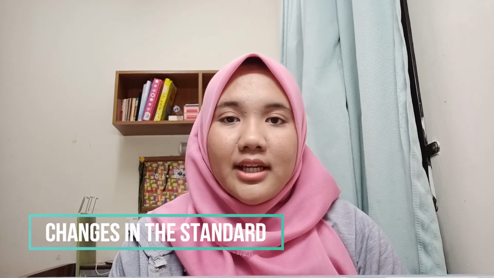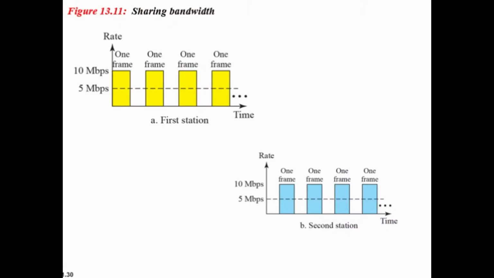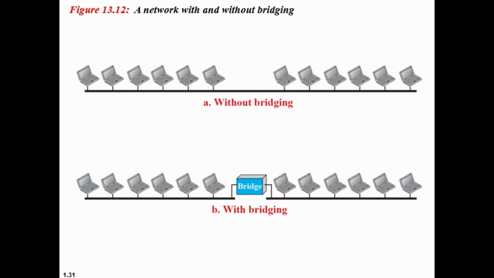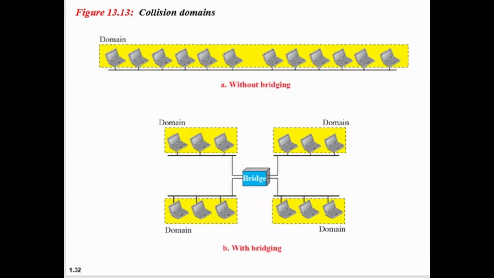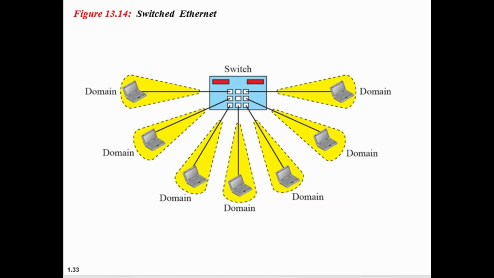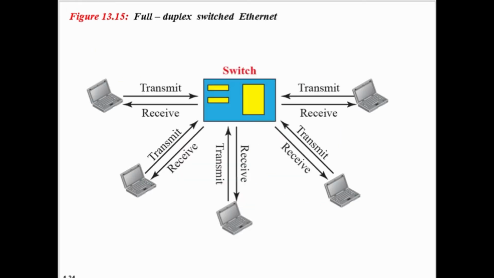Changes in the standard. Before we discuss the higher rate Ethernet protocols, we need to discuss the changes that happened to the 10 megabit per second Standard Ethernet. These changes actually opened the road to the evolution of Ethernet to become compatible with other high data rate LANs. Sharing bandwidth, a network with and without bridging, collision domains, switched Ethernet, full-duplex switched Ethernet.